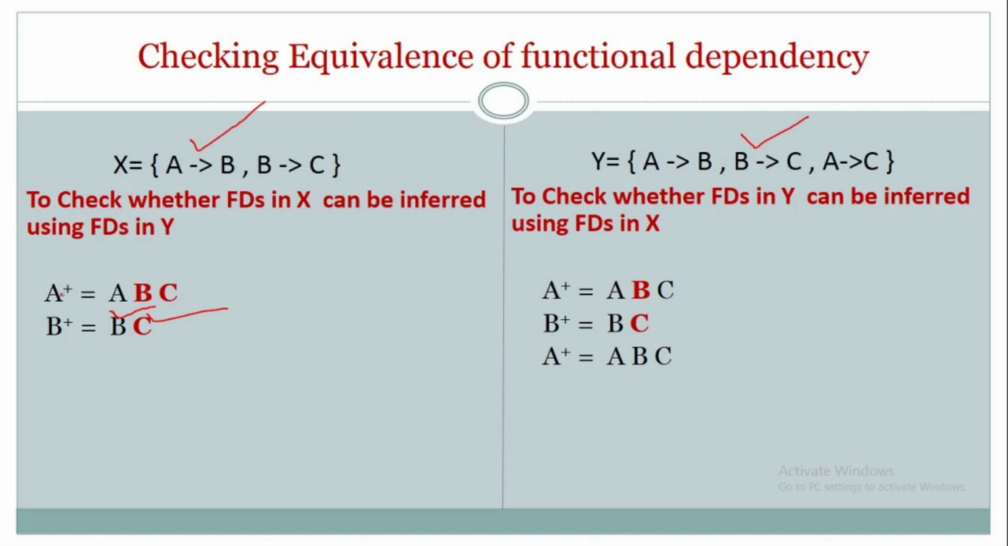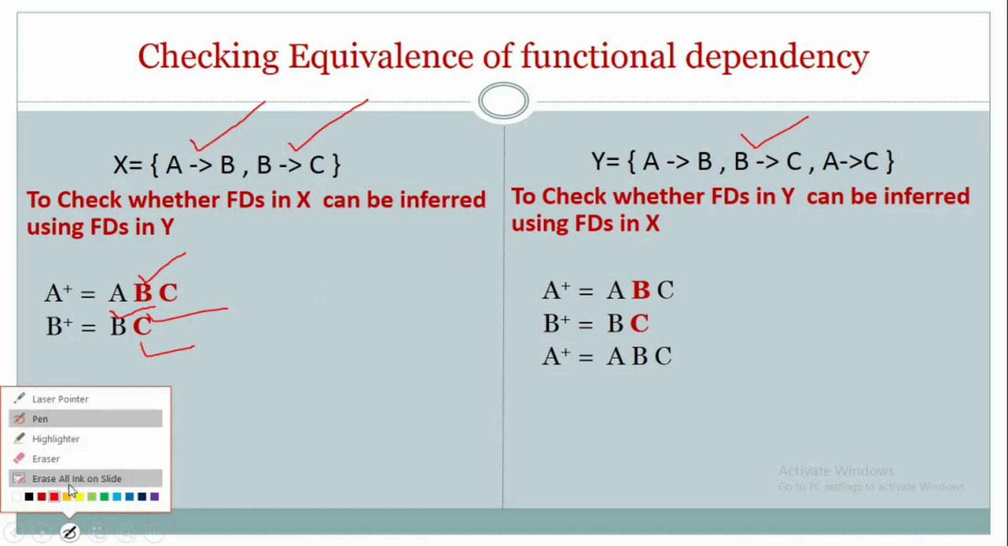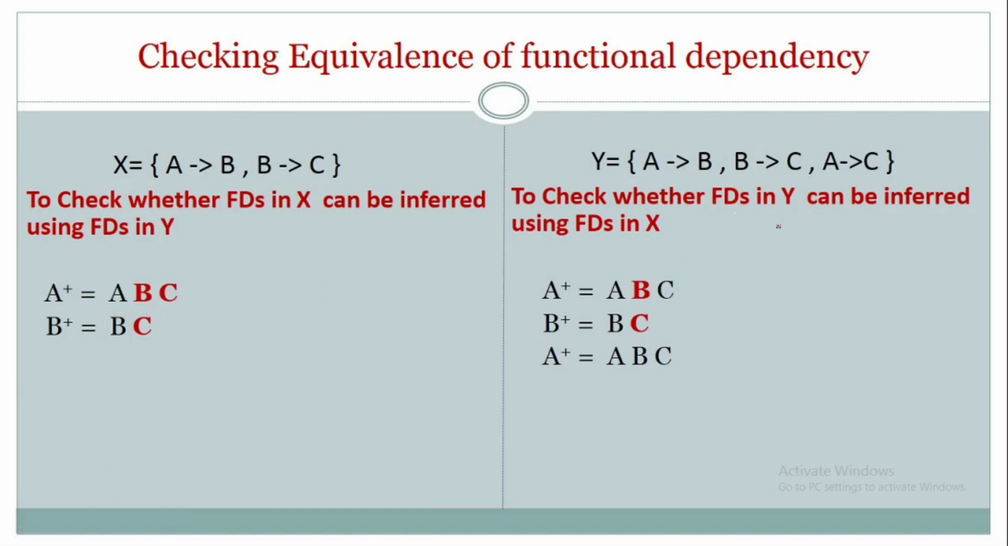So here we have got A determines B, and whether B determines C. Yes, B can determine C. So hence, as you can say, we are done with the first half. Again, now we need to check whether the functional dependencies in Y can be inferred using the functional dependencies in X.